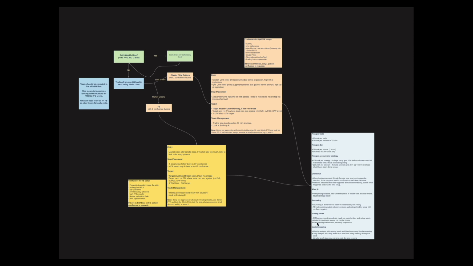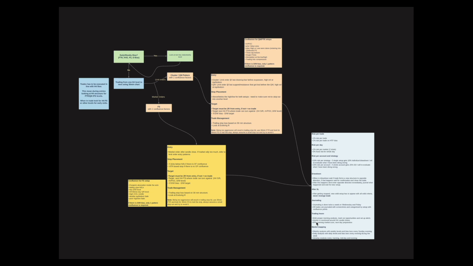Especially with this kind of more of a swing approach, you have a lot of time to prepare for things, so taking hectic trades is not really something you want to be doing.